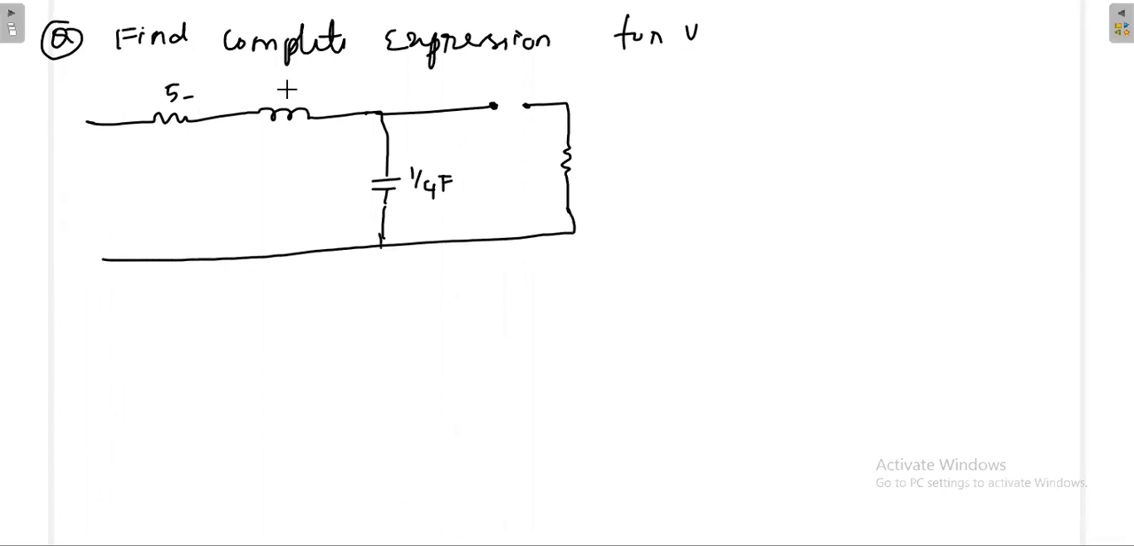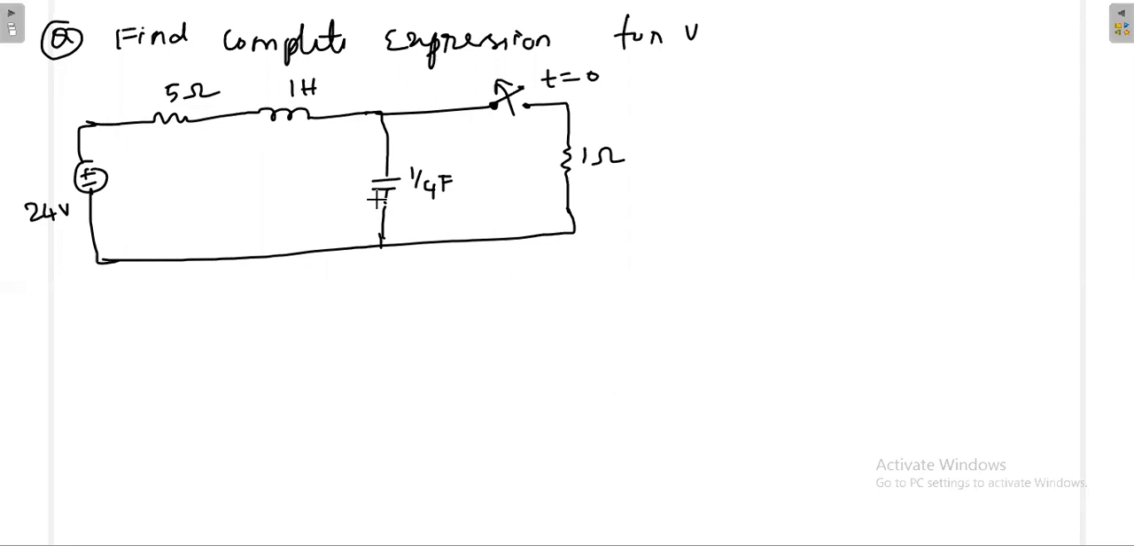5 ohm, 1 Henry, and then the switch is opened at t equal to 0. Then this is 24 volt. If you see this circuit, this is like a series RLC circuit, because once you open the switch, this is something similar to a series RLC circuit.